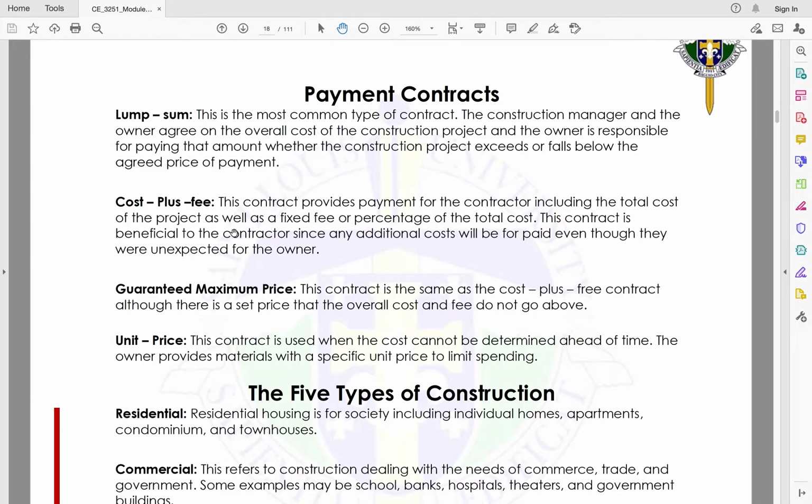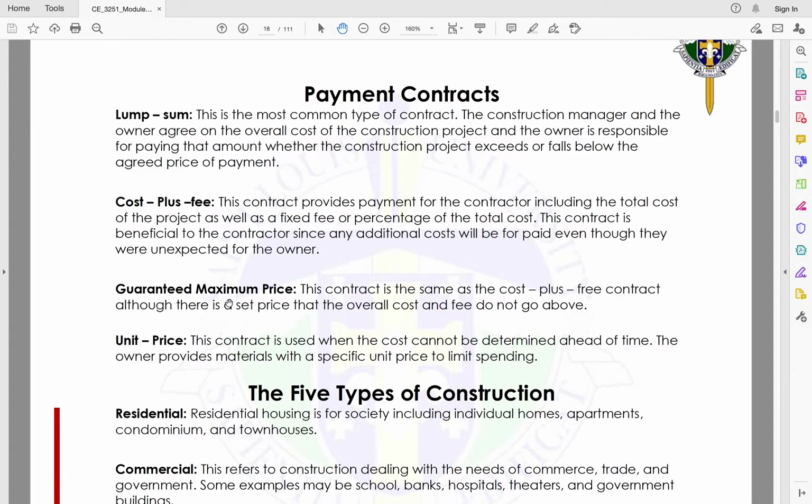Let's say nag-exceed ng 200,000 due to unexpected additional cost or nagkaroon ng additional cost on the contractor side, which is 200,000, babayaran pa rin yun ni client. Okay? So, cost plus fee. Nangyayari lang ito if nagkaroon ng revision. May pinagawang revision. Minsan, madalas, nangyayari ito pag may pinagawang revision si client. Of course, pag may pinagawang revision si client, that is already out of the contract, kailangan bayaran. Okay? Kailangan bayaran yun ni client.